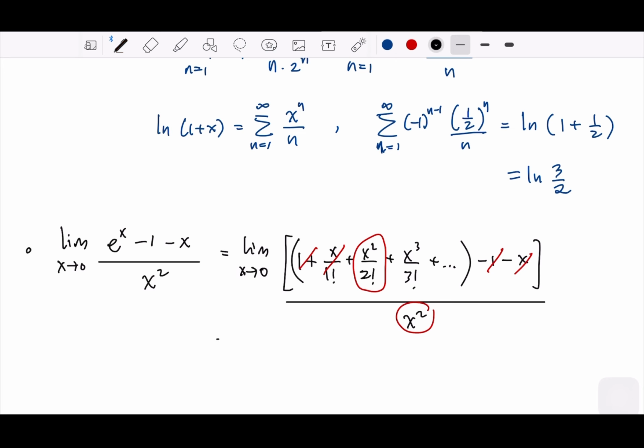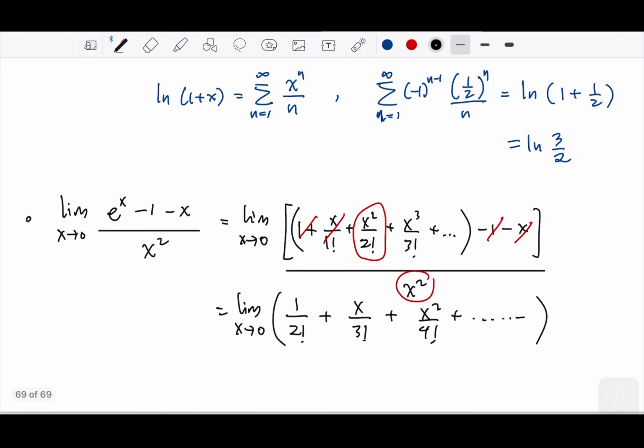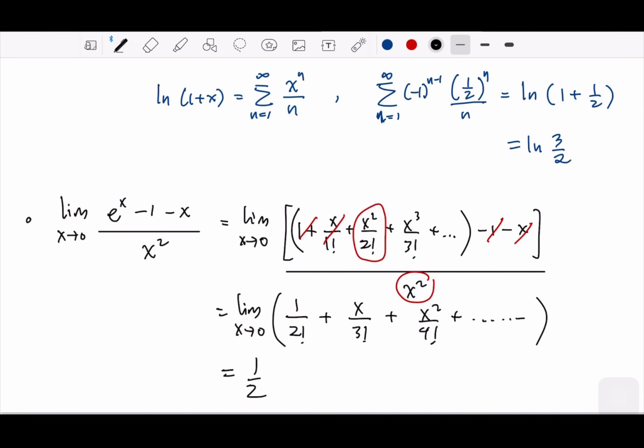Now we will have 1 over 2 factorial plus x over 3 factorial plus x squared over 4 factorial and so on. And then since x is equal to 0, all terms with x will be 0. So we'll have half, which we already proved if we use L'Hôpital's rule, this is also half. So this is another way to solve the limit.